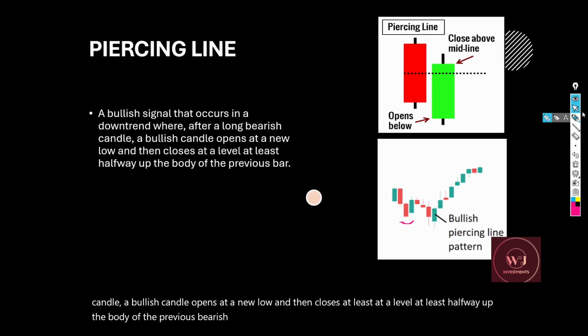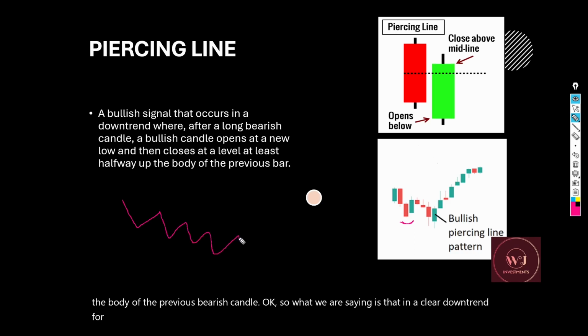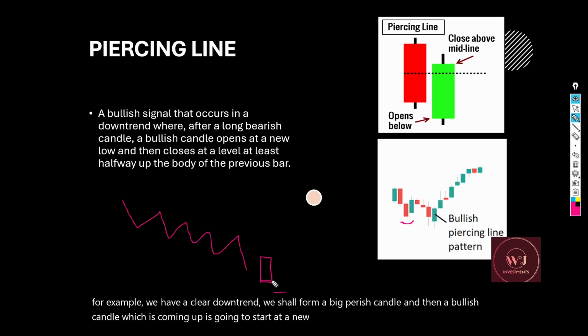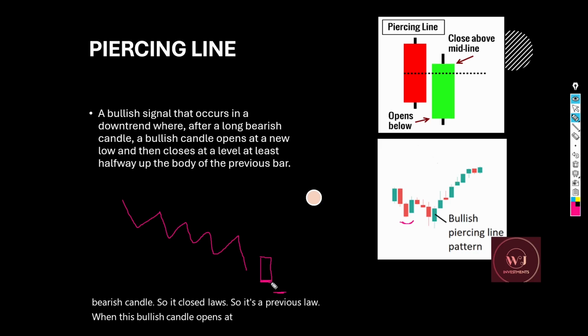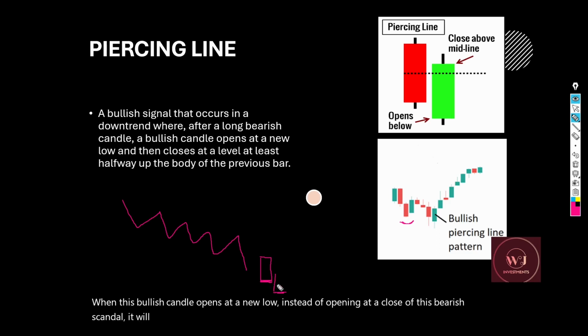Okay. So what we are saying is that in a clear downtrend, we shall form a big bearish candle, and then a bullish candle which is coming up is going to start at a new low because this is a previous low. This is a bearish candle, so it closed low. When this bullish candle opens at a new low, instead of opening at the close of this bearish candle, it will come and at its close, it will close at least halfway of the body of that previous bearish candle. So that is what we call the piercing line.